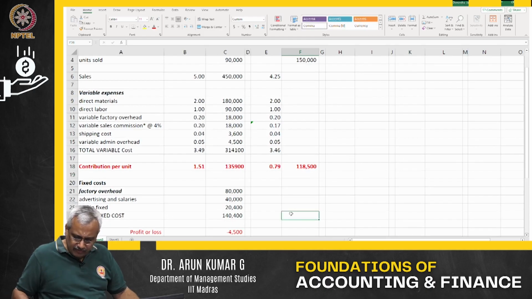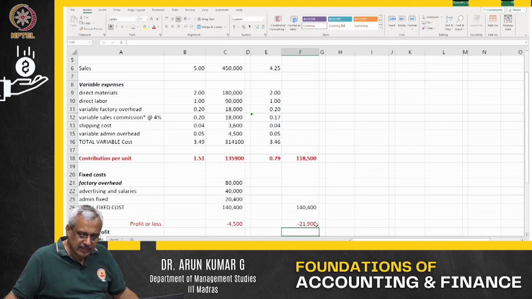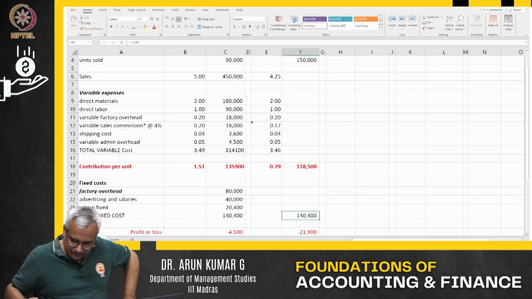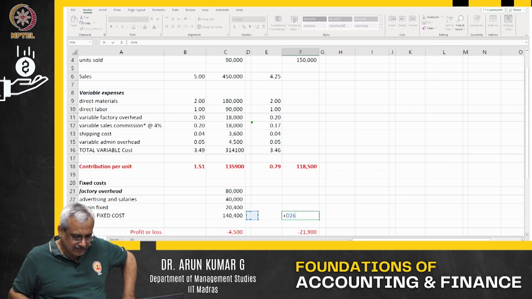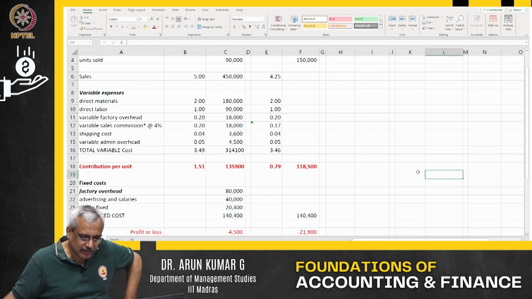My fixed cost, of course, has no change. My fixed cost is going to be the same. So, what is going to happen? My profit or loss is going to be the difference between these two. So, the fixed cost will be exactly the same. If the fixed cost is the same, then that gives me a loss of about 21,900.